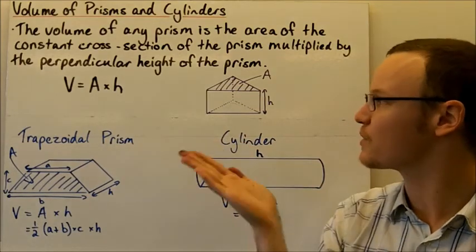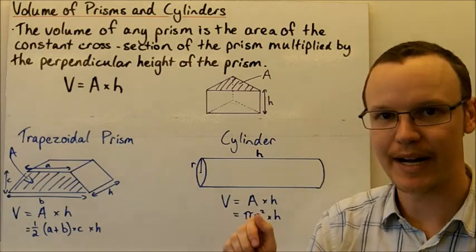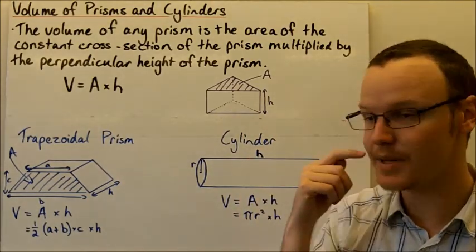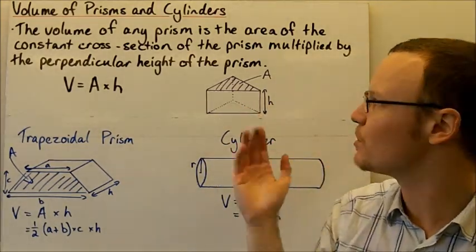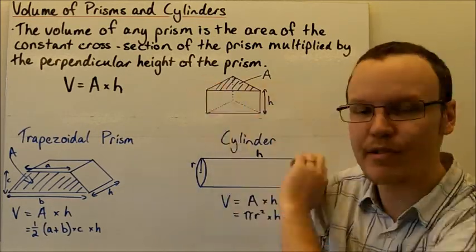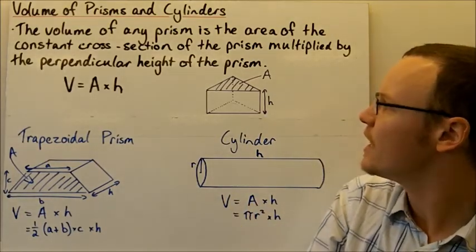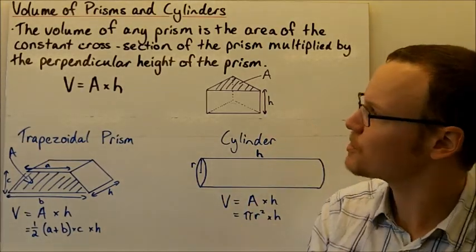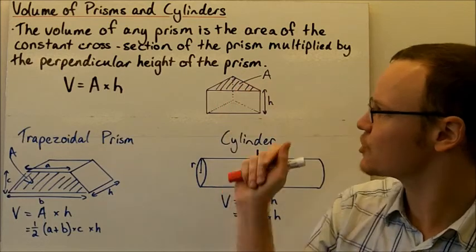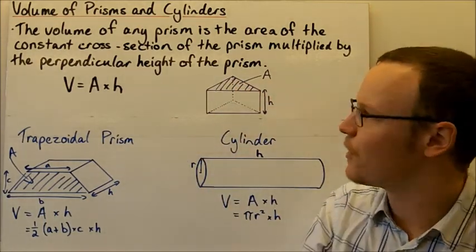So if we were to cut through at this angle all the way through our triangular prism here, we get the same triangle shape all the way through. So the area of the constant cross-section is the area of that front face, that triangle that occurs all the way through our prism. So if we multiply that cross-sectional area by the height of our prism, we'll get the volume.